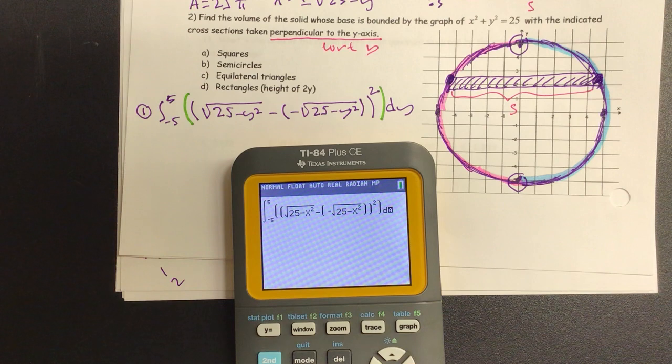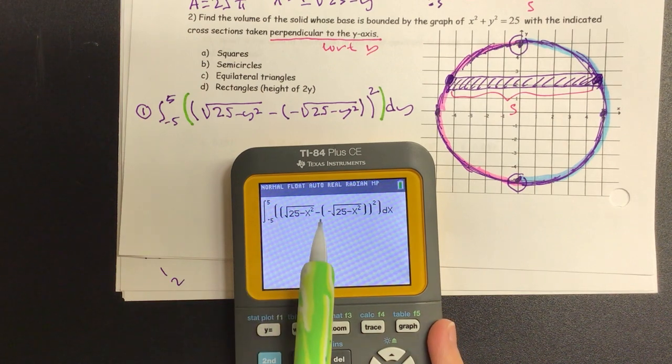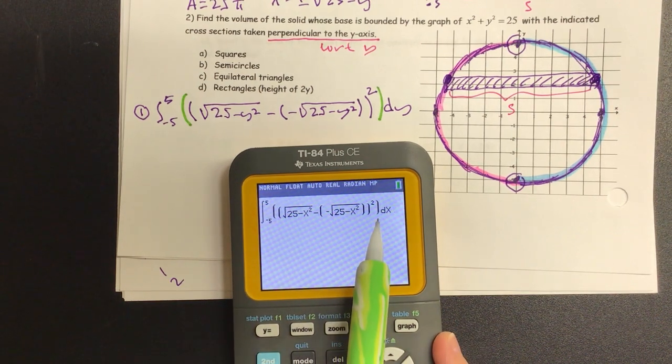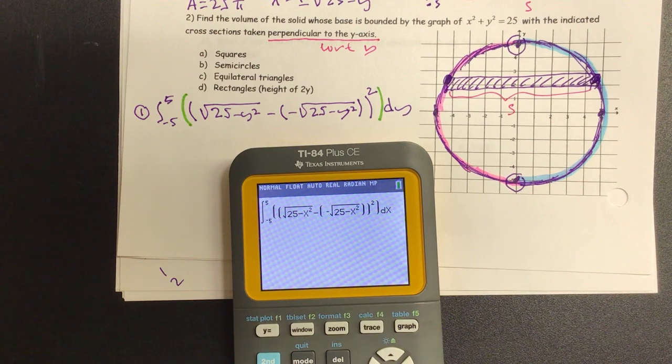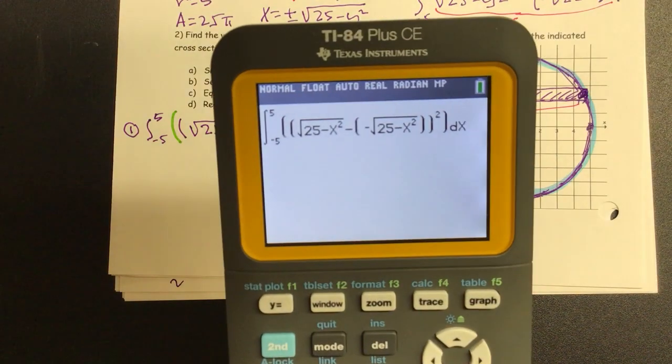So here's what I want you to count. Do I have an equal amount of open parentheses as closed parentheses? In this case, I have 1, 2, 3 opened, 1, 2, 3 closed. That should be consistent. Otherwise, the calculator is going to give you an error message, and we don't want that.